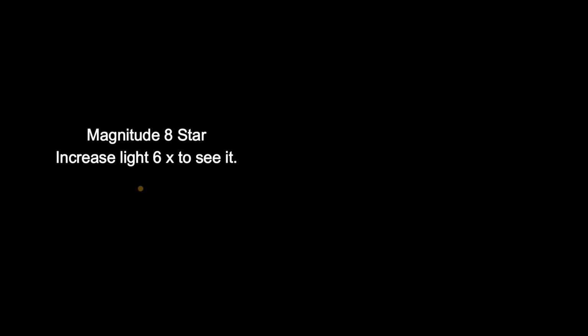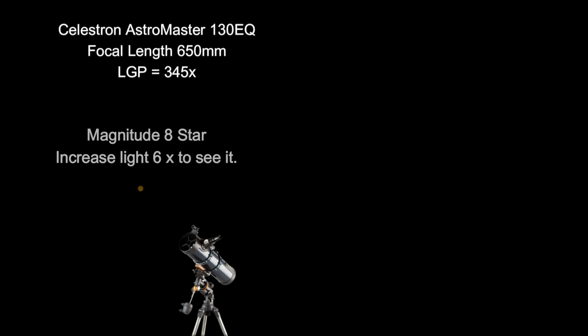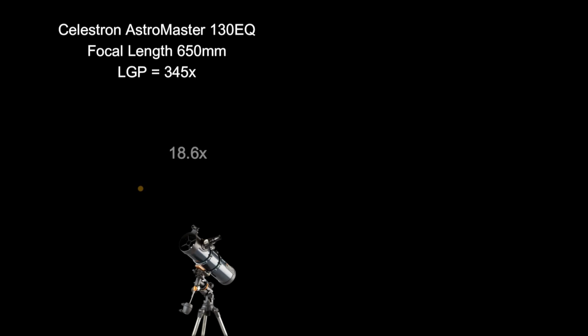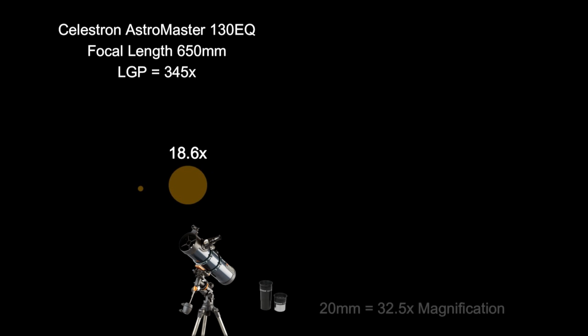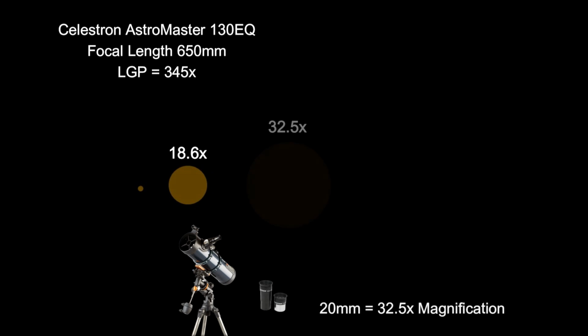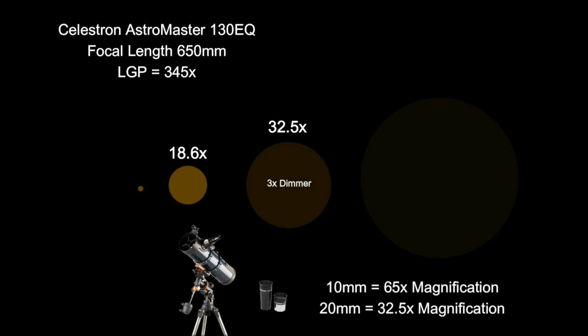To be visible, this star needs to be 6 times brighter. Using this telescope, at 18.6 times magnification, we have equal light to the individual rods and cones of the eye. There is no increase in brightness, yet we see more stars. Using the 20mm eyepiece with 32.5 times magnification, the light becomes dimmer. And at 65 times magnification, the light to the rods and cones of our eye is 12 times dimmer.